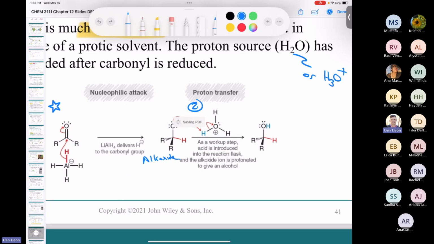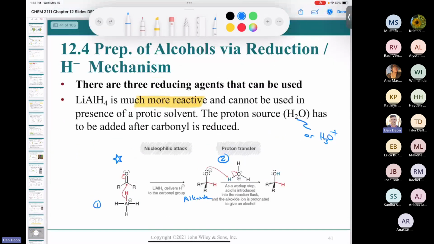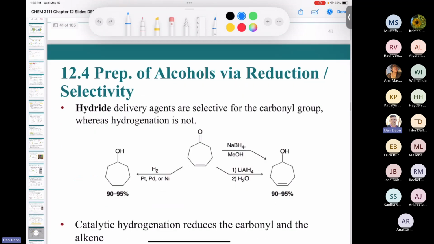That's it, my friends. As far as, I don't like to make too harsh judgments because everybody's different in their learning styles. But based off of some of the mechanisms that we've learned in this class, I'd say that these 2 mechanisms, the reduction with sodium borohydride and lithium aluminum hydride, are not as tough as some of the other mechanisms that we learned. Now, before we move on to section 12.5, I do have a couple more points that I need to cover in 12.4.